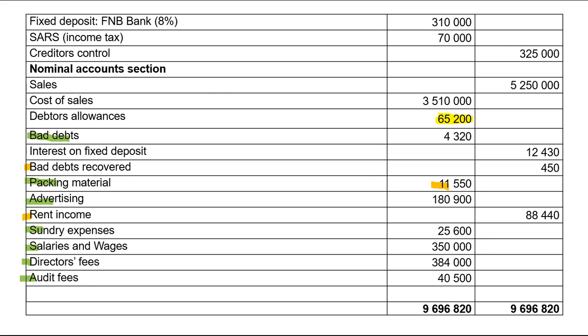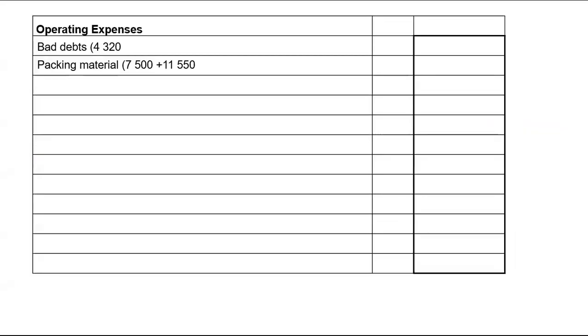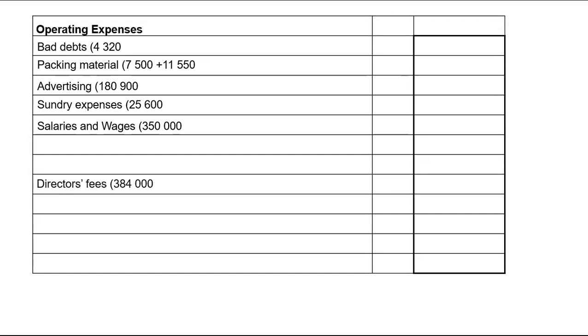And after packing materials, we will have advertising, which is 180,900. And then we will have sundry expenses of 25,600, salaries and wages of 350,000. You don't have to jump. I jumped 2 rows, but you don't have to jump the rows. And then you will have your director's fees of 384,000 and audit fees of 40,500. And then I will stop there.